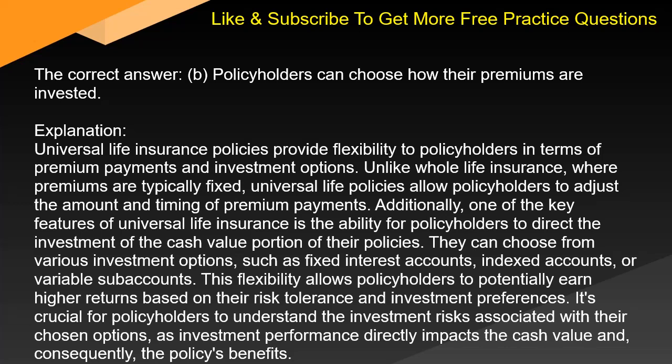The correct answer, B. Policyholders can choose how their premiums are invested. Explanation. Universal life insurance policies provide flexibility to policyholders in terms of premium payments and investment options. Unlike whole life insurance, where premiums are typically fixed, universal life policies allow policyholders to adjust the amount and timing of premium payments. Additionally, one of the key features of universal life insurance is the ability for policyholders to direct the investment of the cash value portion of their policies.